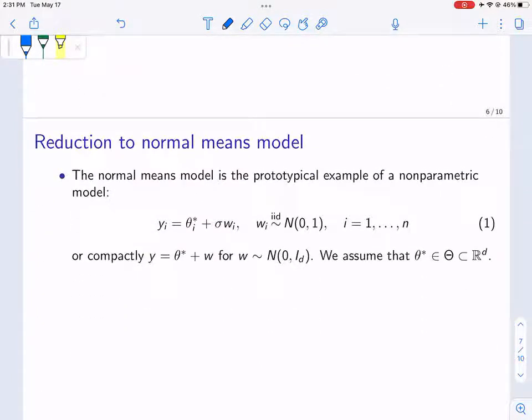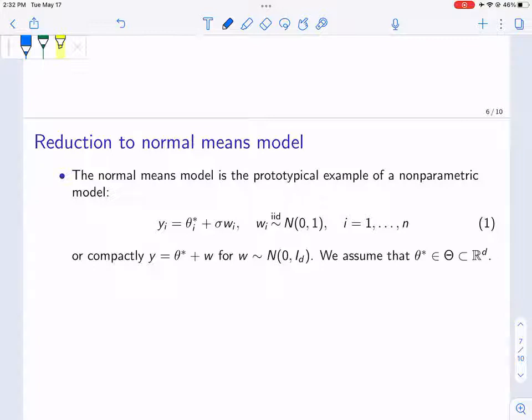I'm going to tell you how this is related to non-parametric regression, but there is a much simpler model, which is the prototypical example of these non-parametric models. It turns out that studying this model is very useful. So this model is very simple: you have observations y_i. There is some theta star i, which is the mean, plus some noise, which is zero mean and has variance sigma squared.